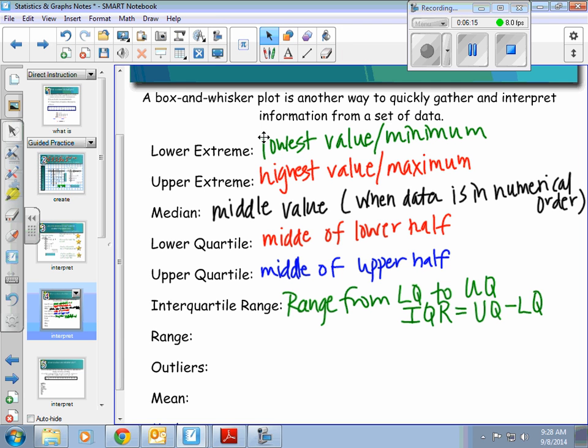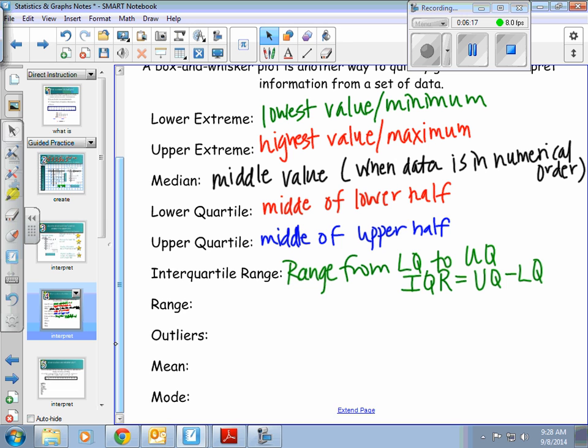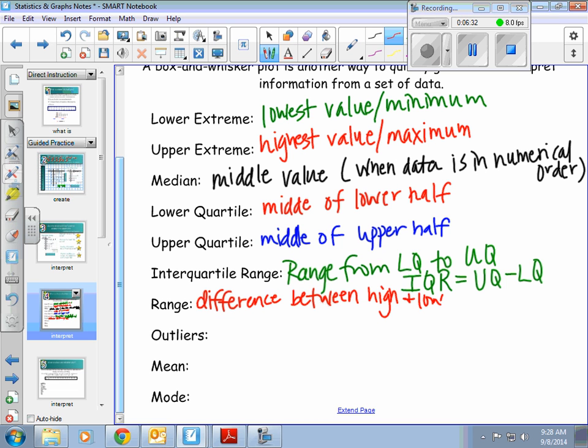The range, that is also a difference or subtraction. It's the difference, now this time, between the high and the low. So your highest number and your lowest number.